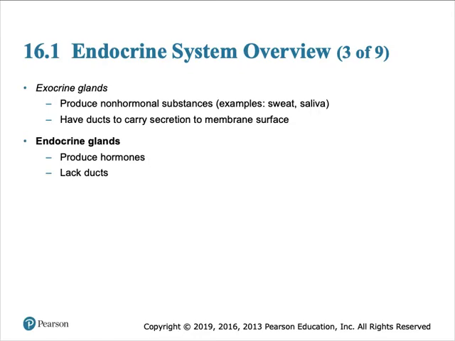Okay, so as I mentioned, exocrine versus endocrine. Think exocrine glands produce non-hormonal substances like sweat or saliva and have some kind of duct work of their own to carry the secretion to the surface of the membrane, like the surface of the skin. Endocrine glands produce hormones and they lack ducts.